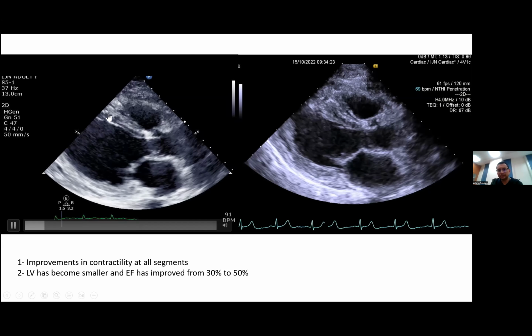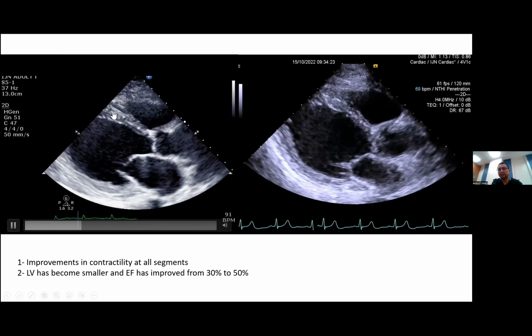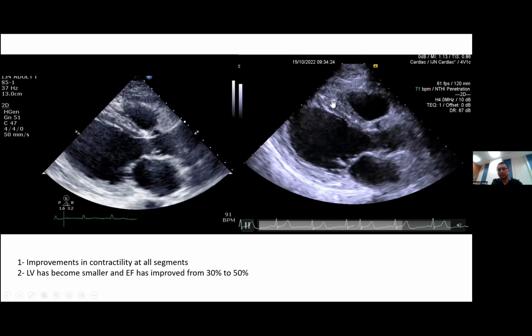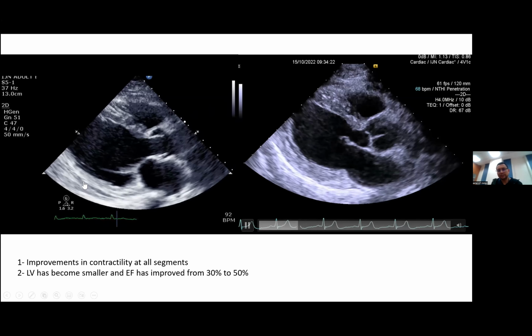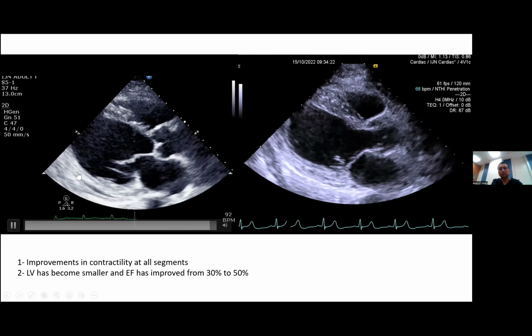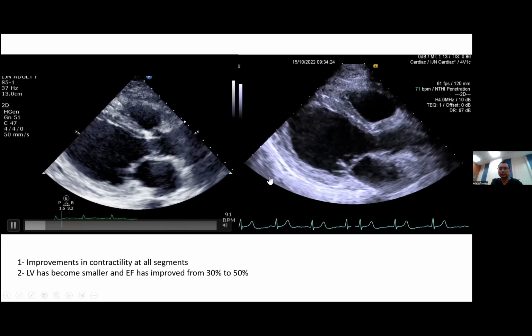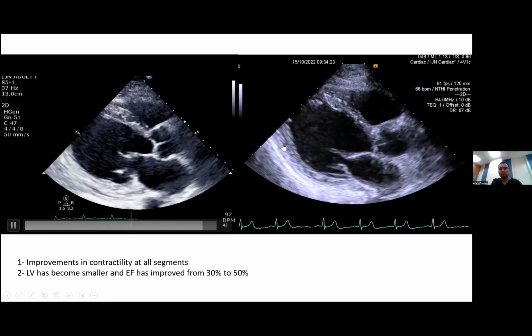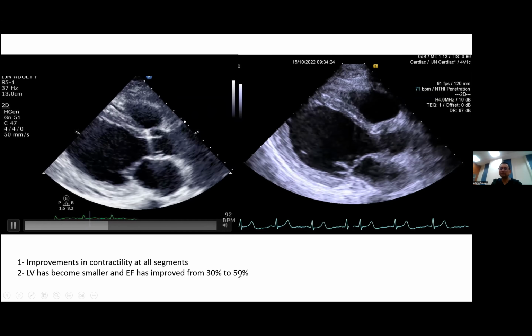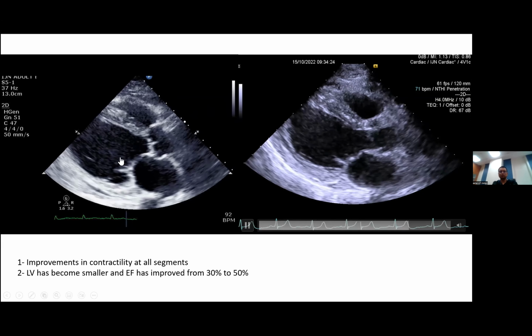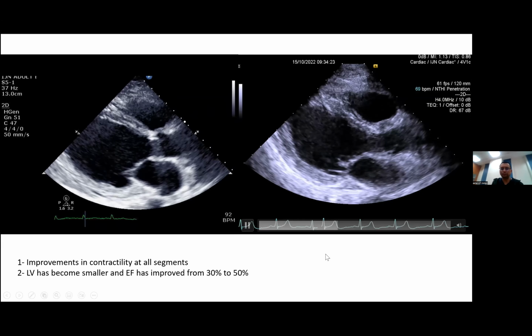So you can see here, this is the region that is supplied by the left anterior descending artery. You can see that the contractility in the LAD region has improved here. This is the mid anterolateral wall. This is the wall that is supplied by the right coronary artery. You can see the contractility has improved and the ejection fraction has improved from 30 to, I think 50 is too high, but maybe about 45%. So from the left side and the right side, this tracks the improvement.